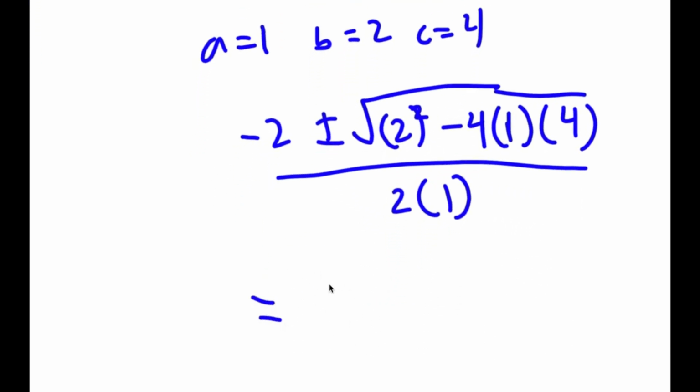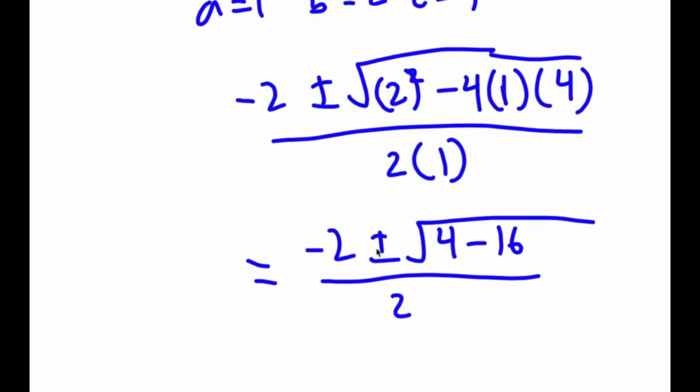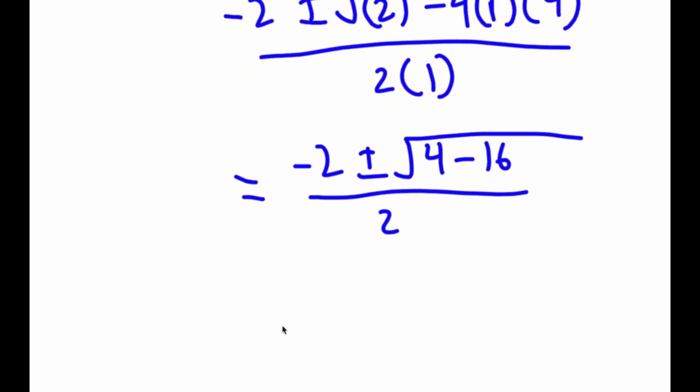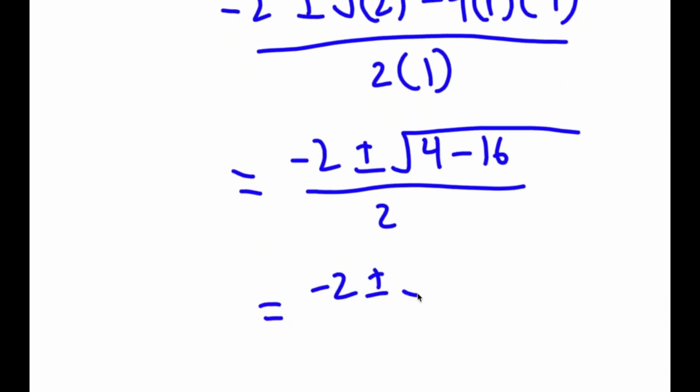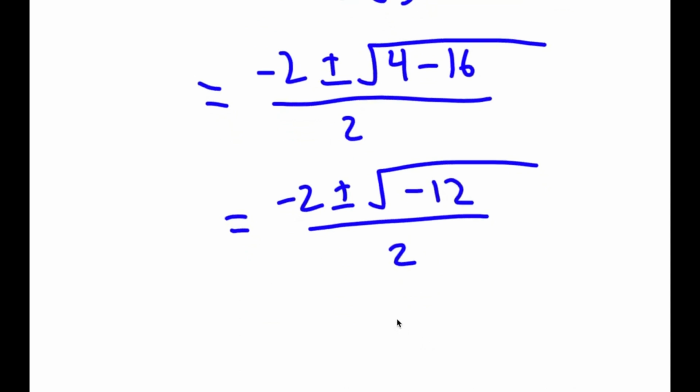So now this is equal to negative 2 plus or minus the square root of 2 squared, which is 4, minus 4 times 1 is 4, 4 times 4 is 16, divided by 2. 2 times 1 is 2. Now this is equal to negative 2 plus or minus the square root of 4 minus 16 is negative 12 divided by 2. Now the square root of negative 12, I know that a lot of you out there think that the square root of negative numbers is not possible, but that's where i comes in.